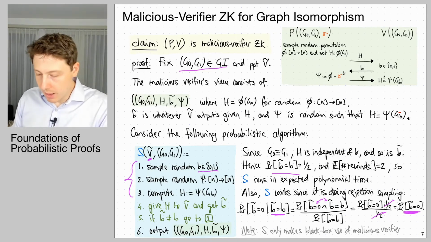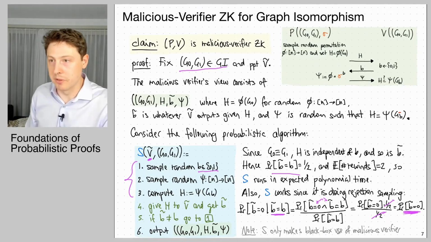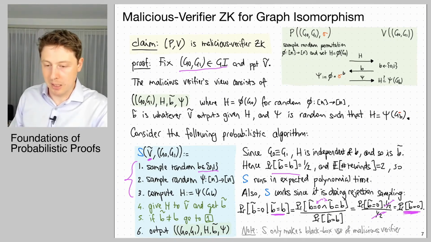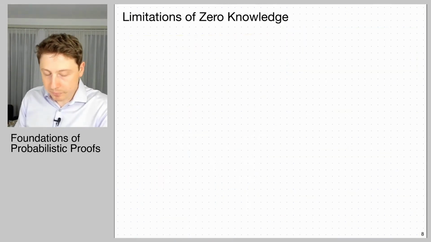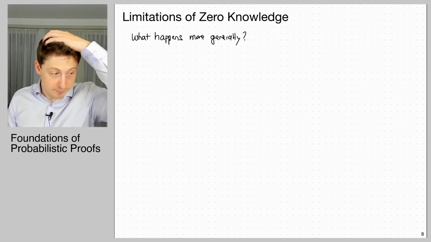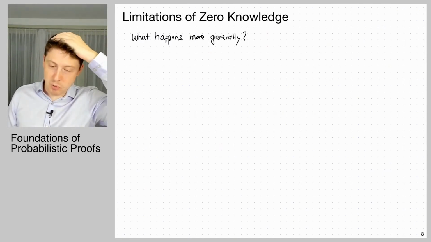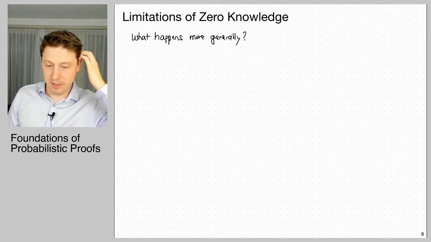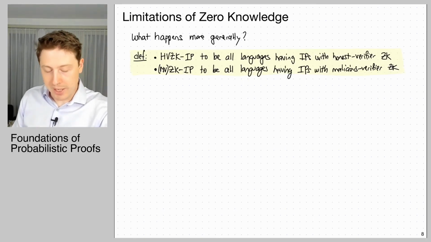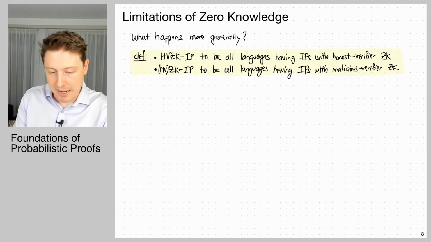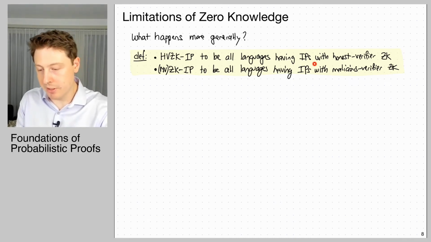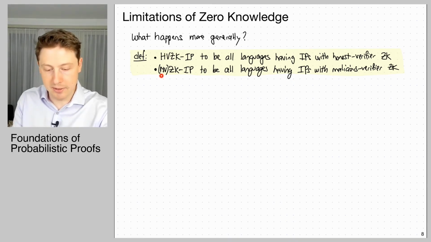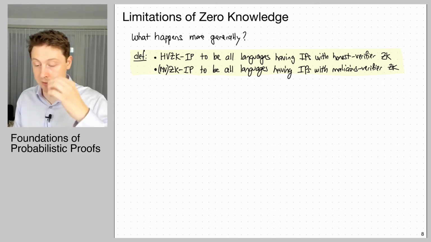Okay, so that's about malicious verifiers knowledge for graph isomorphism. And obviously the world is not just graph isomorphism, so let's see what happens more generally. Now, in the particular case of interactive proofs, it's mostly bad news, actually. Specifically, we can define complexity classes that correspond to these two notions. Let's call them HVZK IP to be all languages that have interactive proofs with honest verifier zero knowledge, and just ZK IP to be all languages that have interactive proofs with malicious verifier zero knowledge.